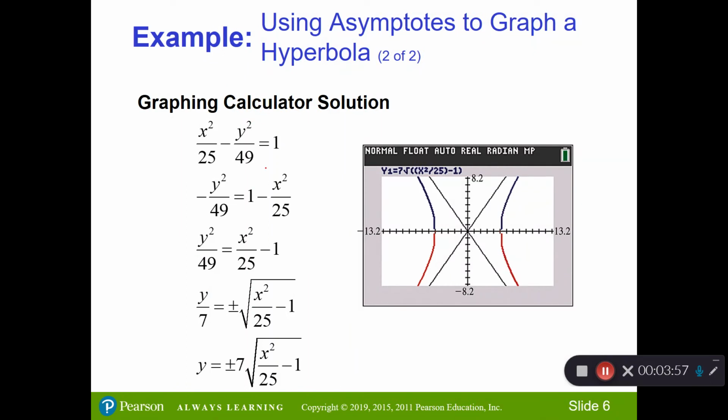To graph it on my calculator, I again first have to solve for y. When I solve for y, I end up with two equations, the positive and the negative of this square root function. The positive is the upper half in black, and the negative is the lower half.